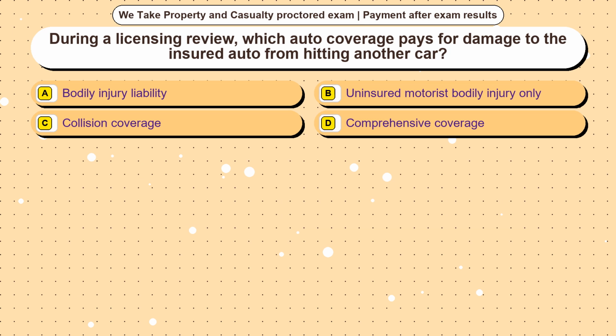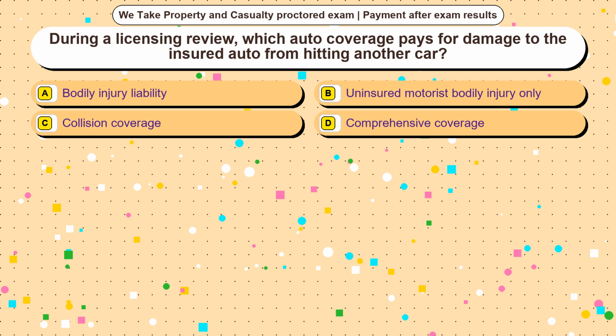Question 1. During a licensing review, which auto coverage pays for damage to the insured auto from hitting another car? Option A, bodily injury liability. Option B, uninsured motorist bodily injury only. Option C, collision coverage. Option D, comprehensive coverage. The correct answer is option.